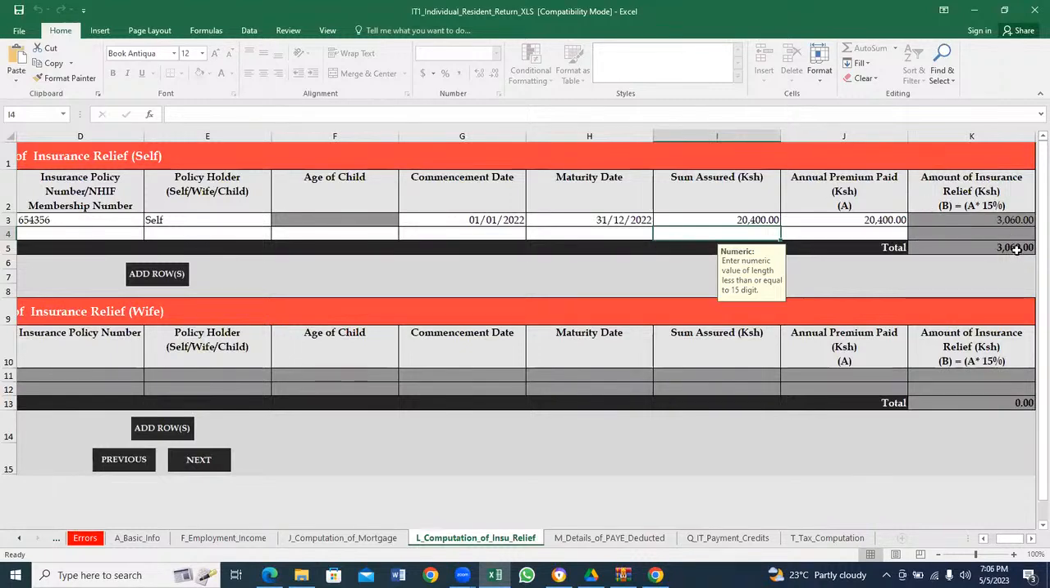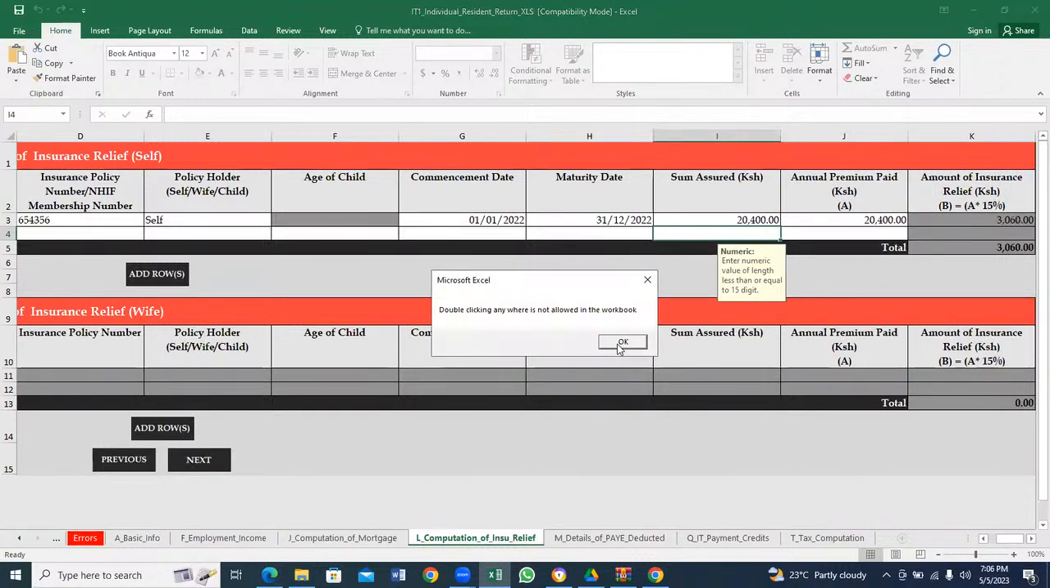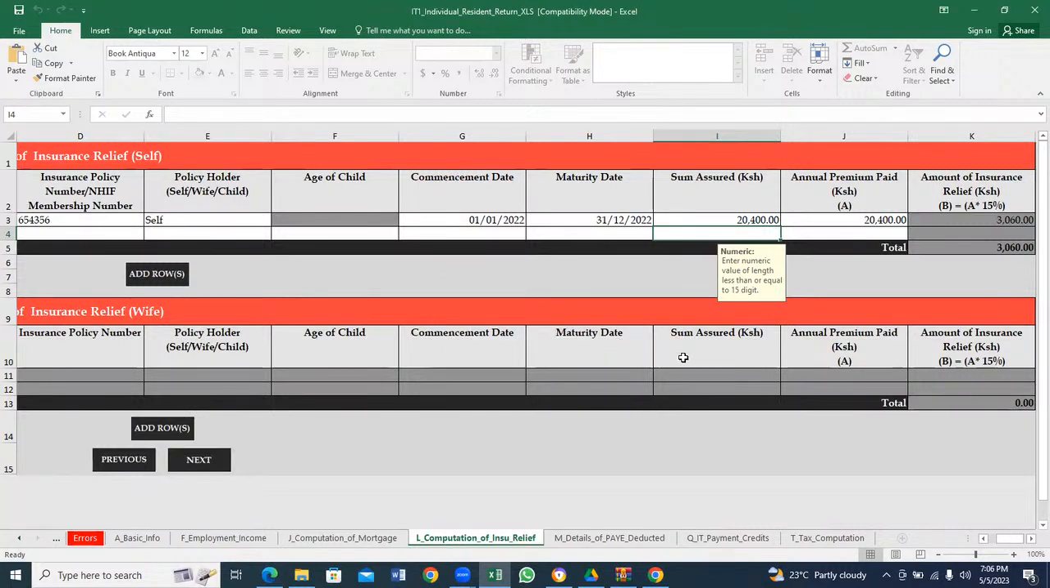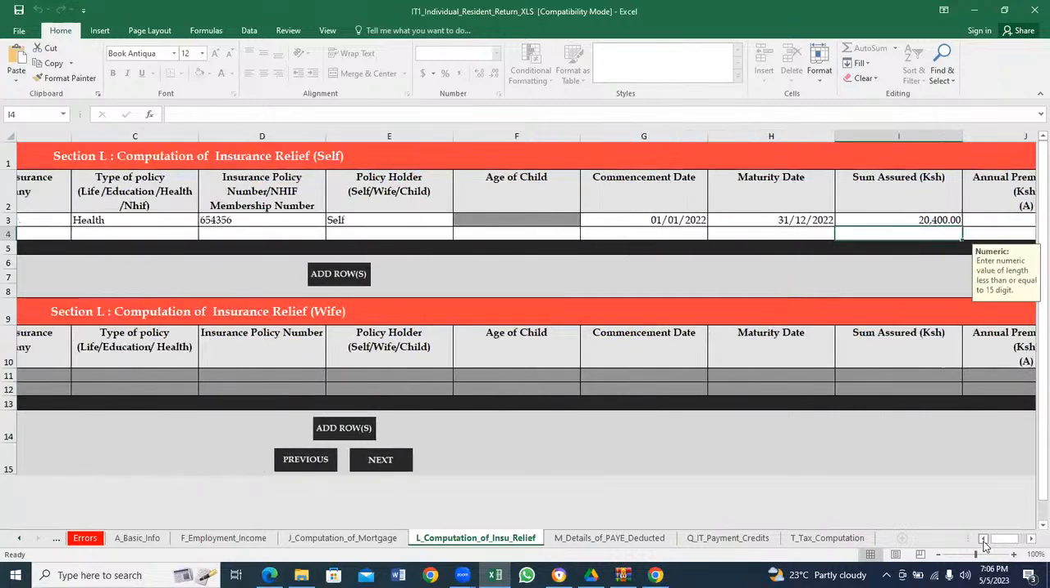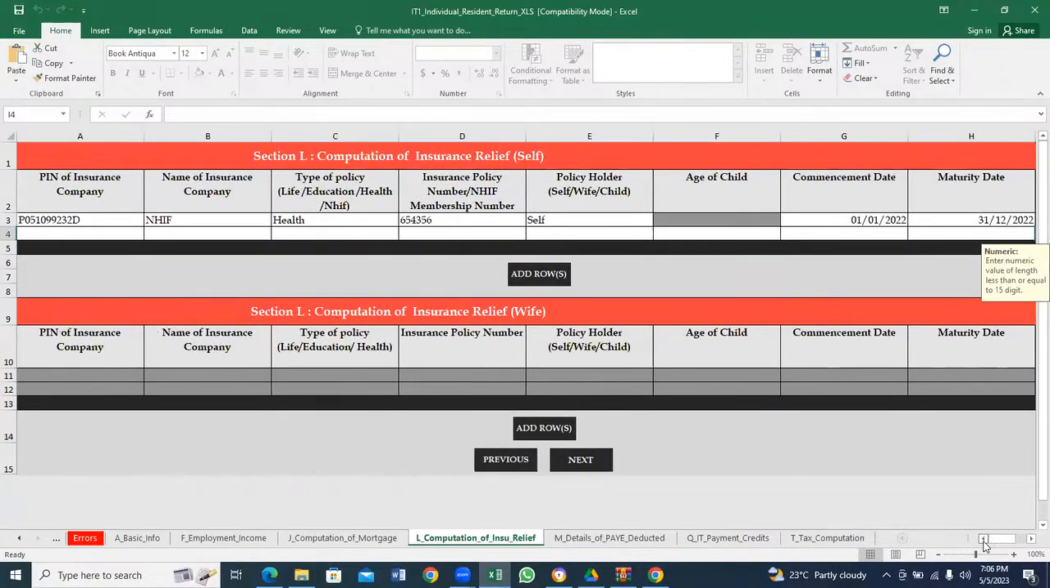So this is what we have here. This is how you claim insurance relief. And life policy, if you have a life policy, the same you will also have. For example, with Britam or an education policy with Ice Lion, the same way to be claimed ndio unakuja una claim hapo. Unaweka pin ya Britam, name ya Britam, kama ni health unaweka health, kama ni life unaweka life, unaweka your policy number, ni ya mtoto ama ni yako, unakuja unaweka ulianza mwaka gani na ina mature.